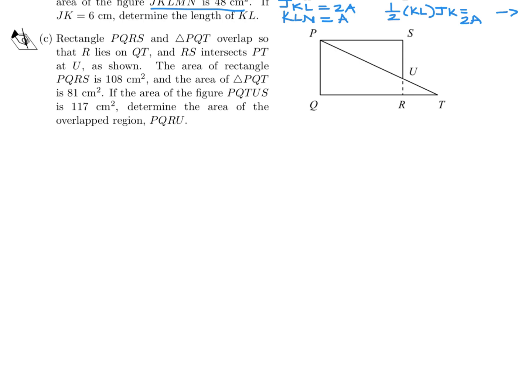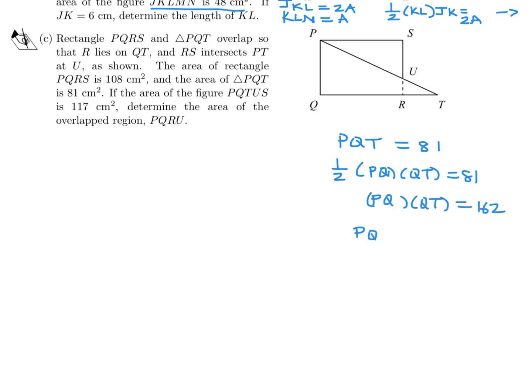Let's see. PQT. Let's just write this out here. PQT, they're saying is 81, right? Okay. And then anything else? 1/2 base times height. So PQ times QT is really how you get 81. So that means PQ times QT, it would be 162. Yeah, and then PQTUS, the whole thing, PQTUS, the entire shape is 117. Okay.